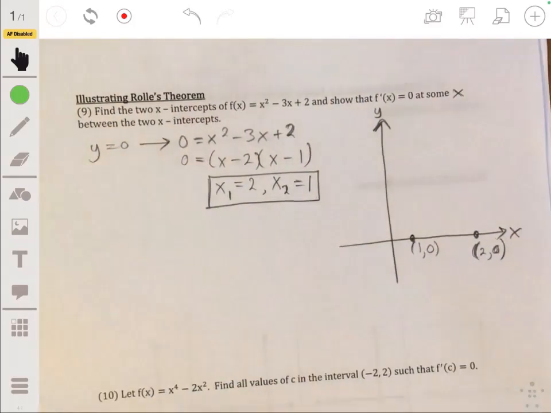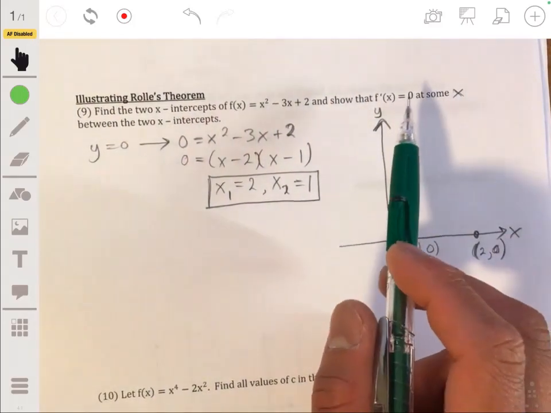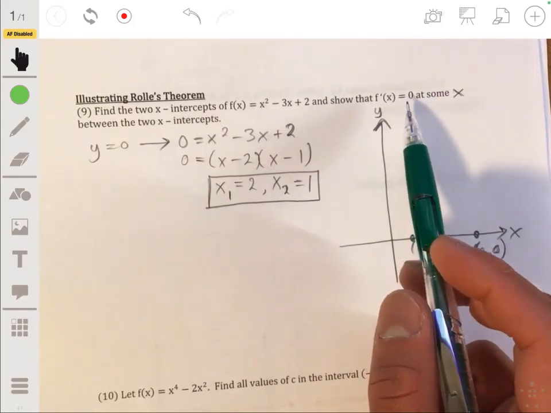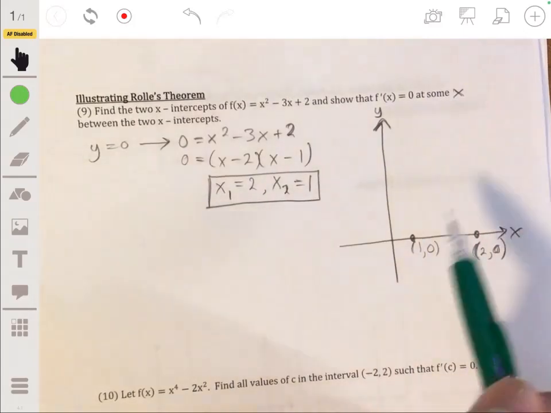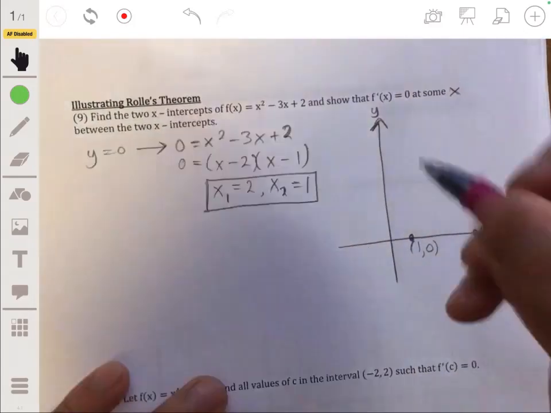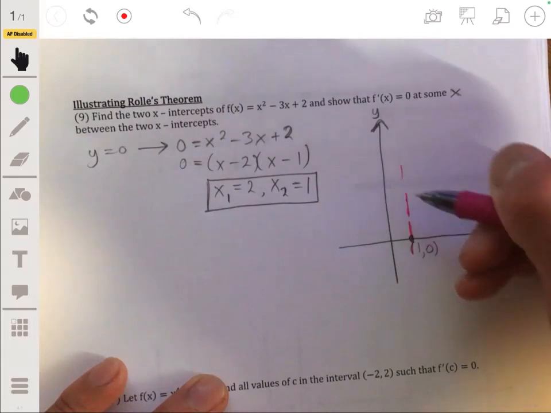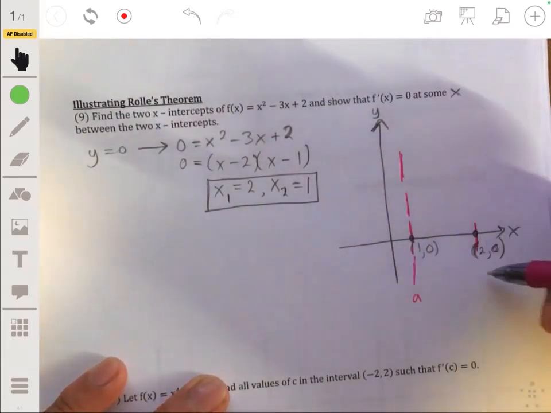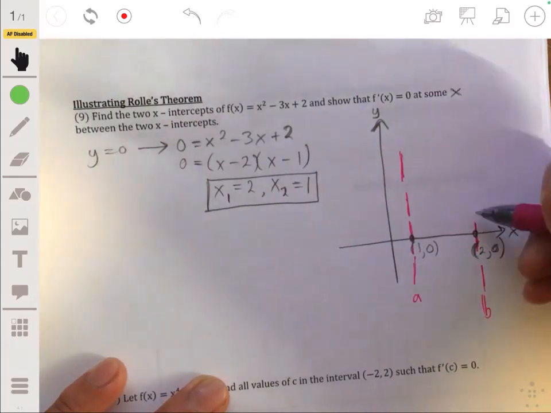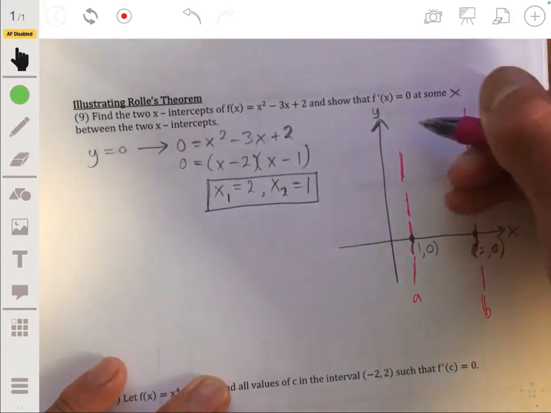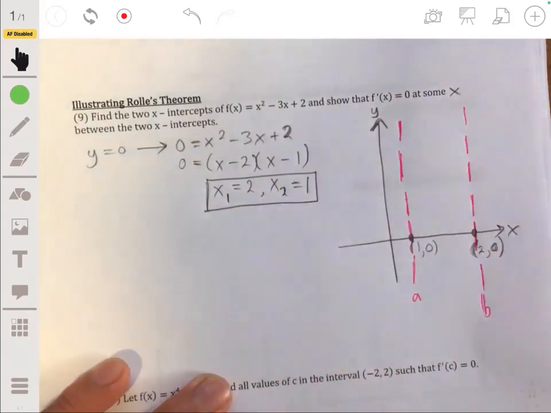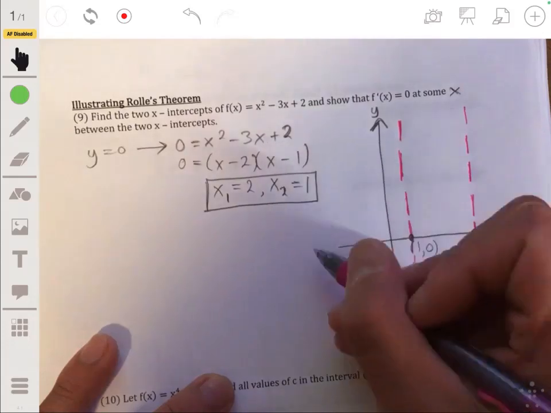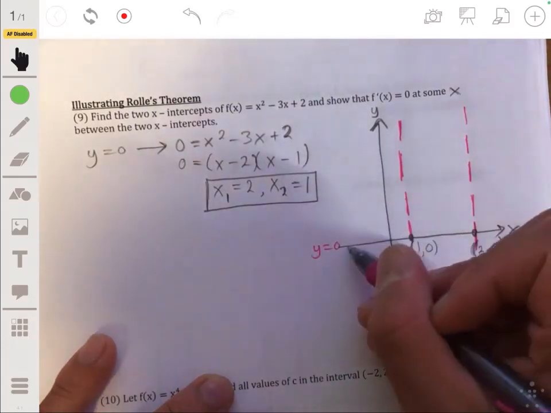So what is it saying? We're using Rolle's theorem. It's just find f prime of x, the derivative, being equal to 0 for some x value between the two x-intercepts. Well, the two x-intercepts, remember, think of this as your a. This is your left bound, and think of this as your right bound. That's your b. That's where you're bounded. So you've got to find the x value in here. Remember, all along this line, y equals 0.